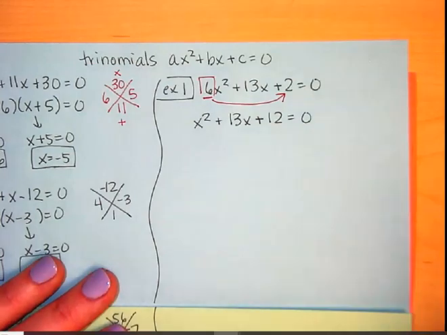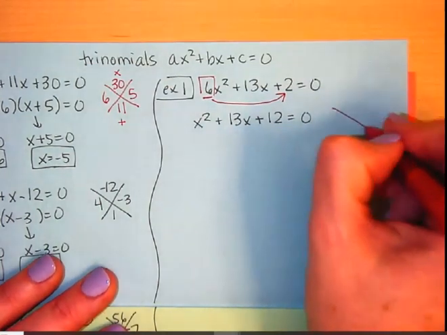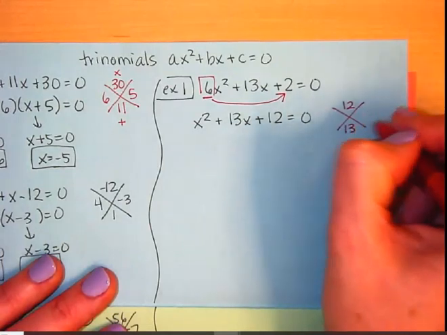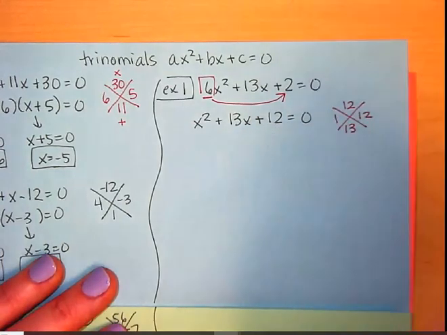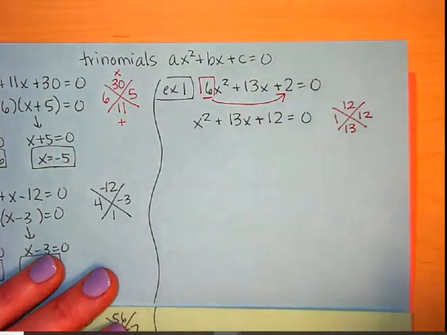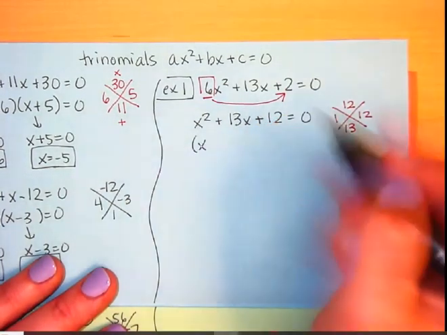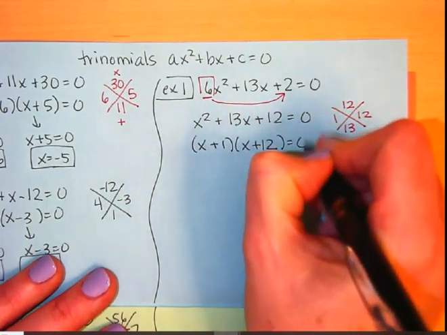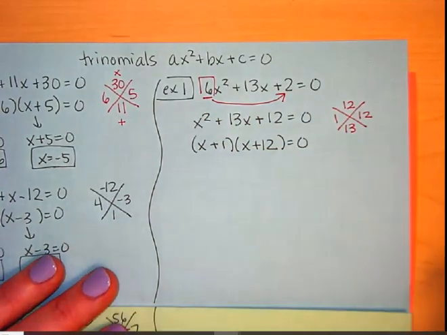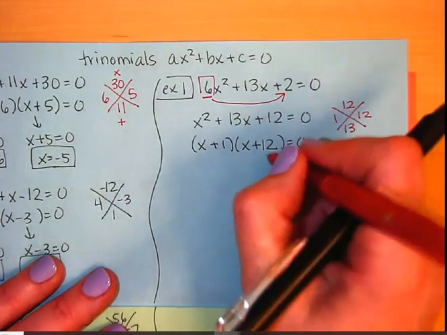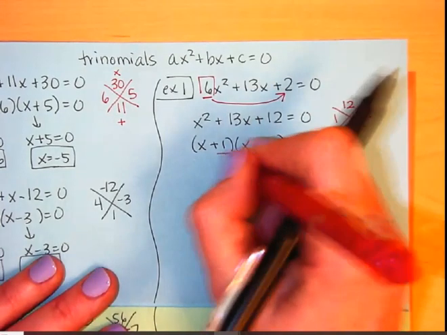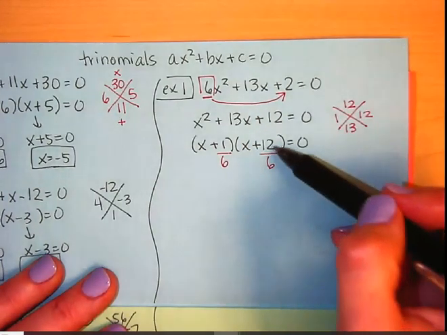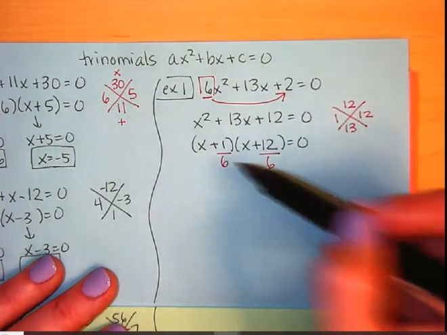And now I do the method from the left side. What multiplies to the last term 12 and adds to the middle of 13, and that's 1 and 12. So my factors are x plus 1 times x plus 12, and I don't set them equal to 0 yet. I divide out the 6 that I multiplied in the first step. So that's the divide part of the process. And that gives me two fractions, 12 over 6 and 1 over 6.